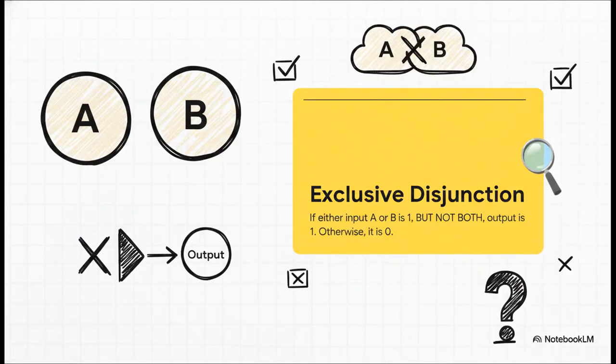Now let's contrast that with exclusive disjunction, the XOR gate. So the crucial takeaway here is that XOR stands for exclusive OR. If either input A or B is a 1, the output is a 1. But not both. That's the critical difference you have to nail down for the test. If both inputs are a 1, the XOR gate actually outputs a 0. It exclusively wants only one true input, no more, no less.